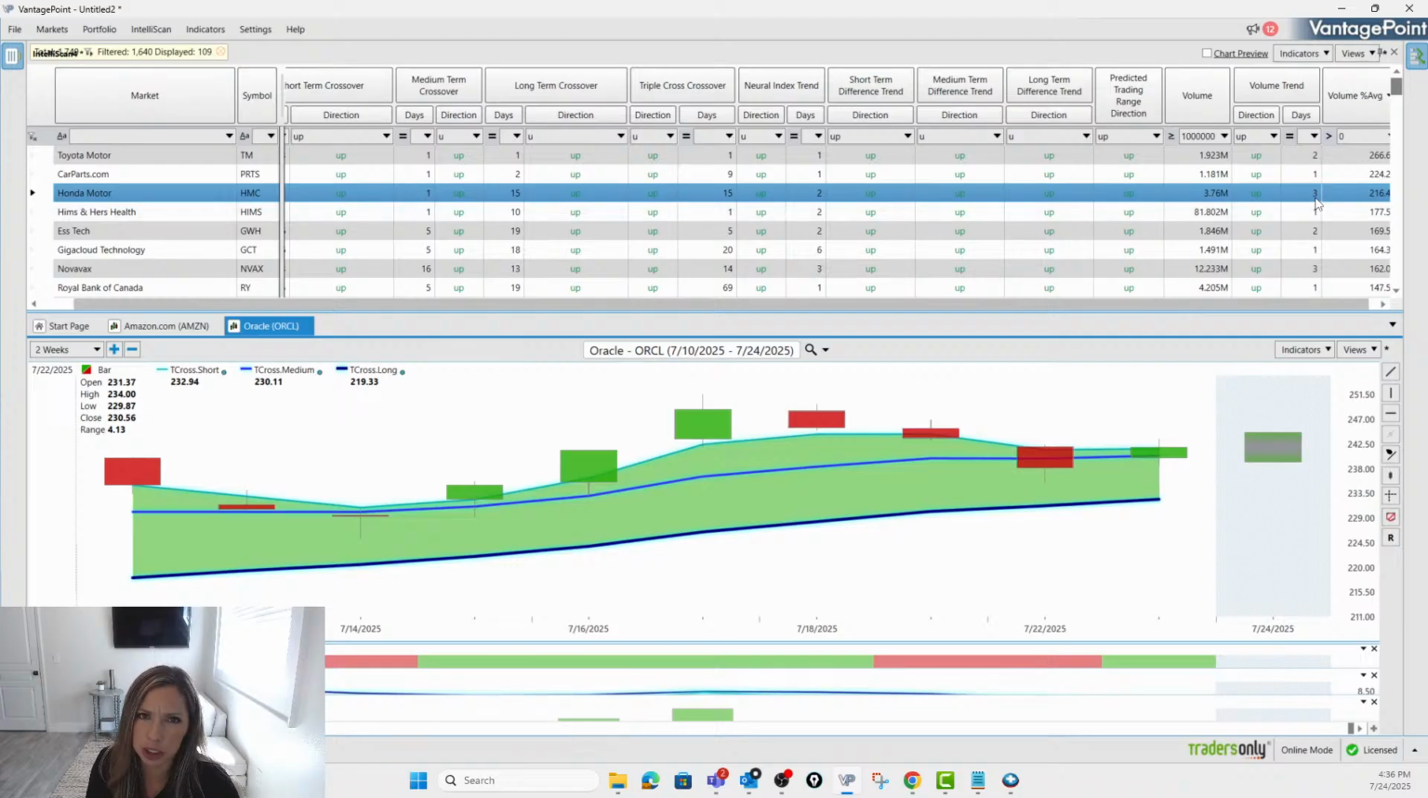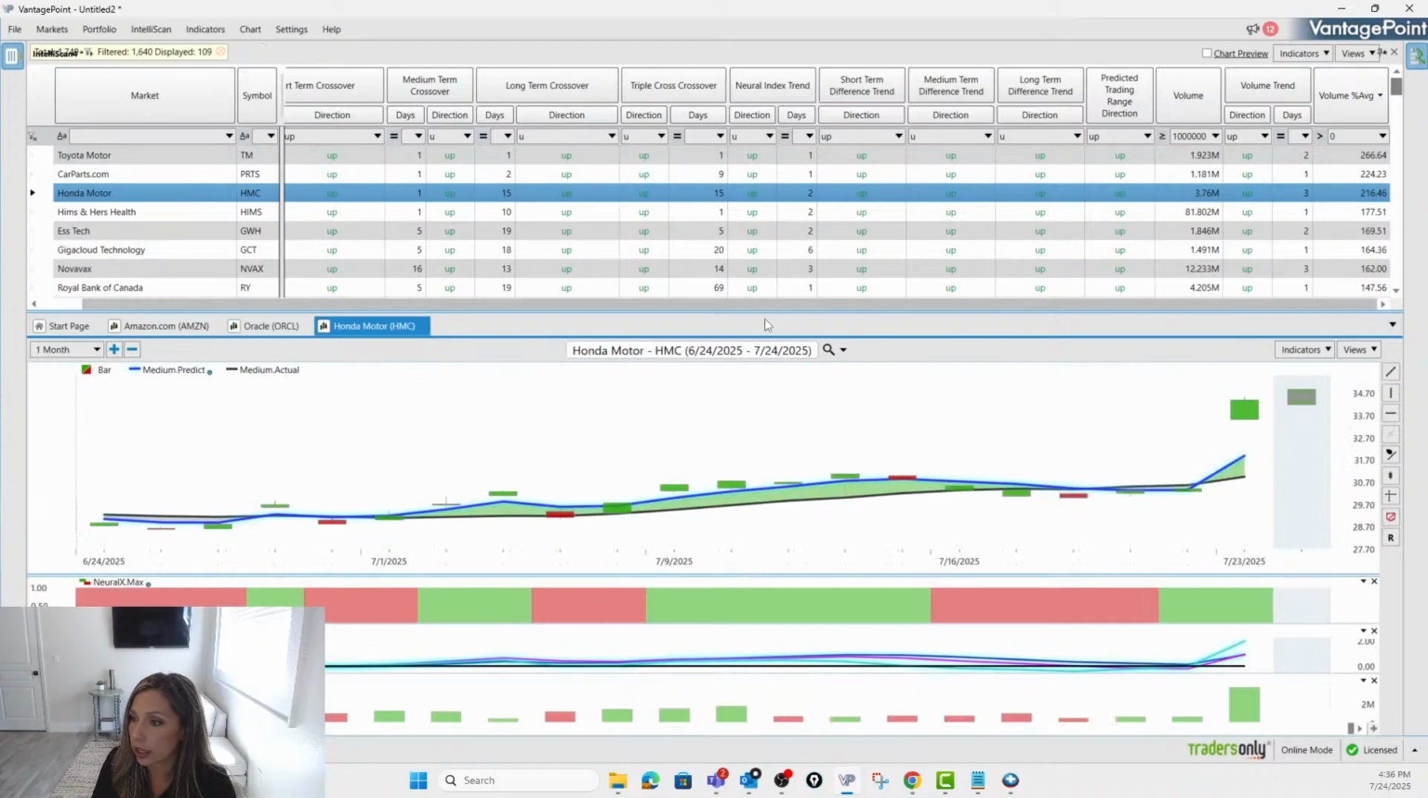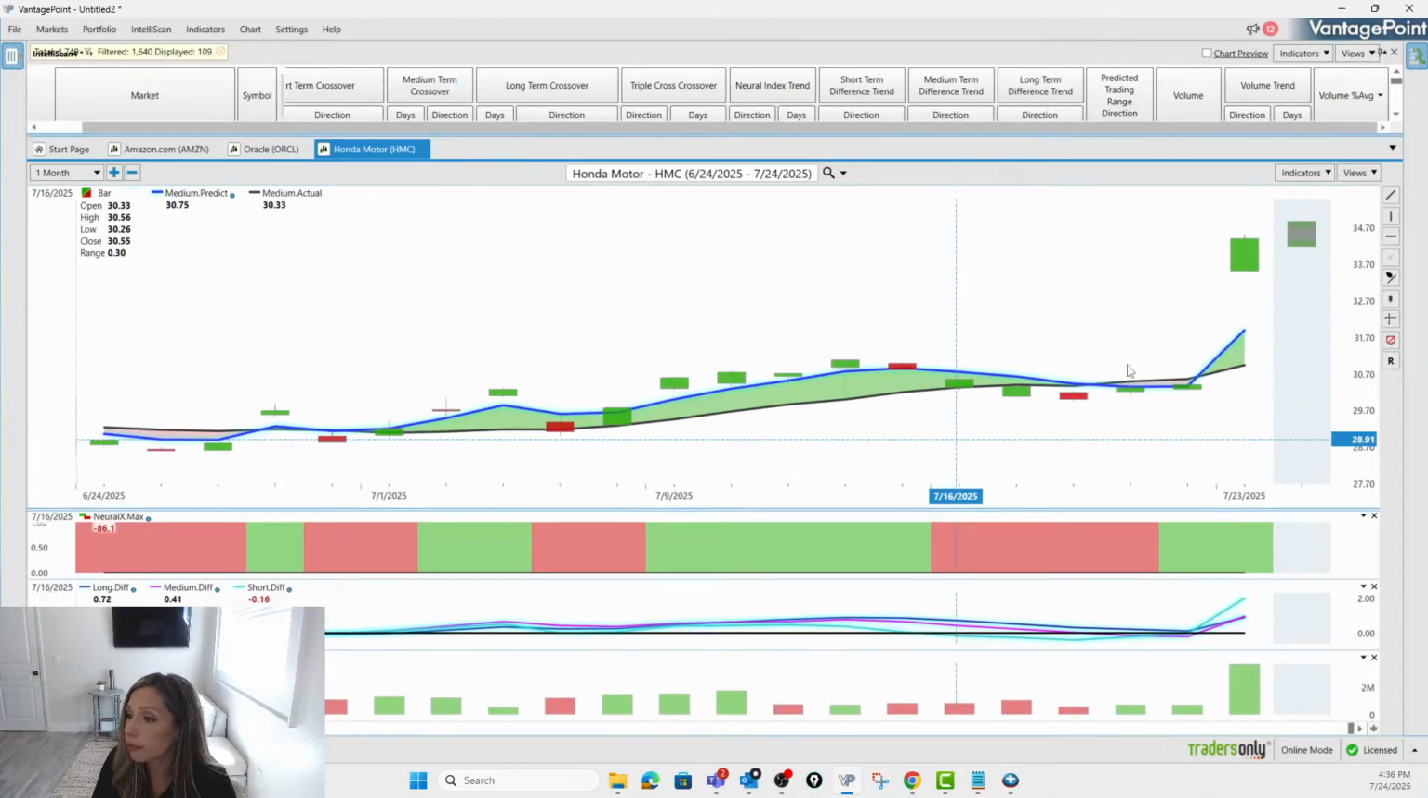Scan gives you so much information, guys. It's so powerful. It's one of my favorite things to teach because this can just save you so much time. And then, of course, we can see that average volume incredibly high. So let's go ahead and take a look at Honda here. And we can see that, wow, this trend has been up for quite some time.